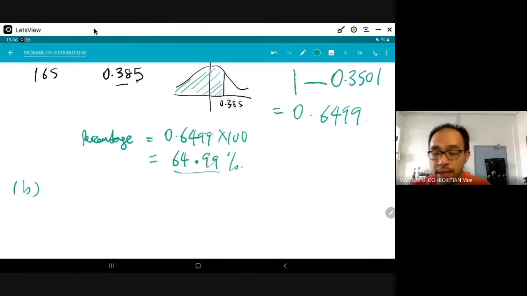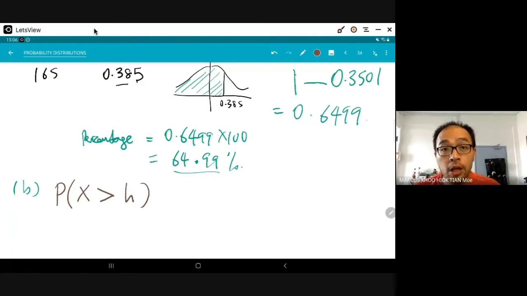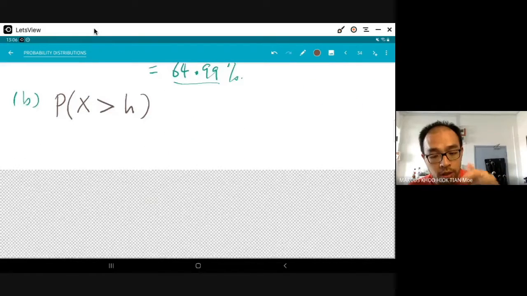Okay, question B. 15% of the students have a height of more than h. Let's write this down. Our x value now is more than h. We don't know what the x value is. So you already know, this one they never gave the x value, which means we want to find the x value. They will give you the probability. How do you know the probability? Because the question said 15%.